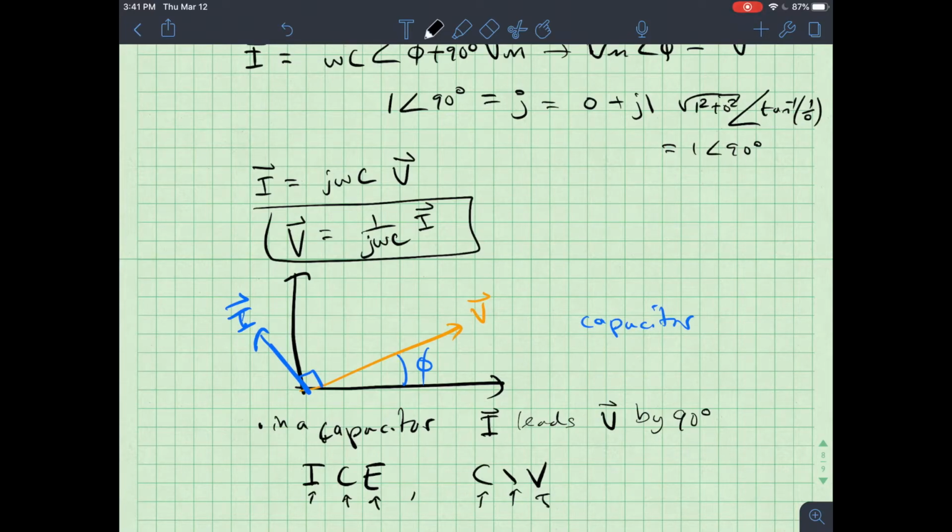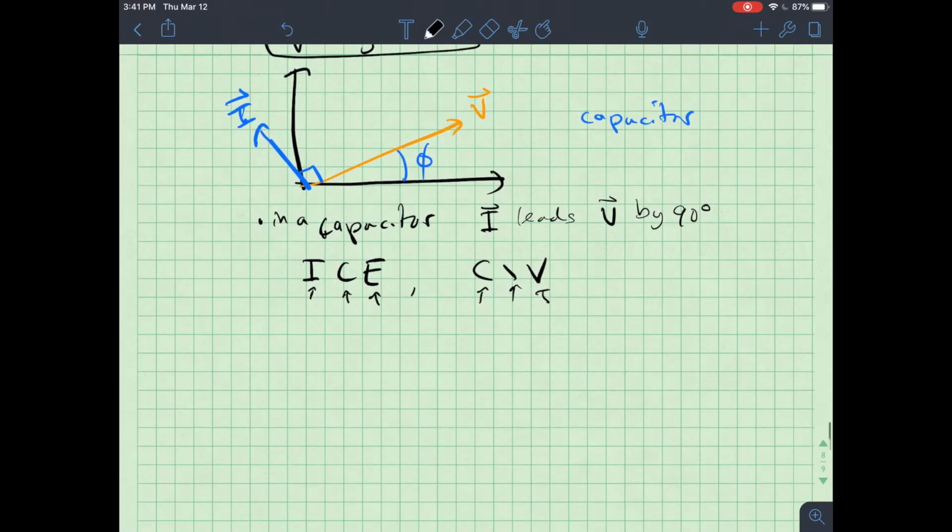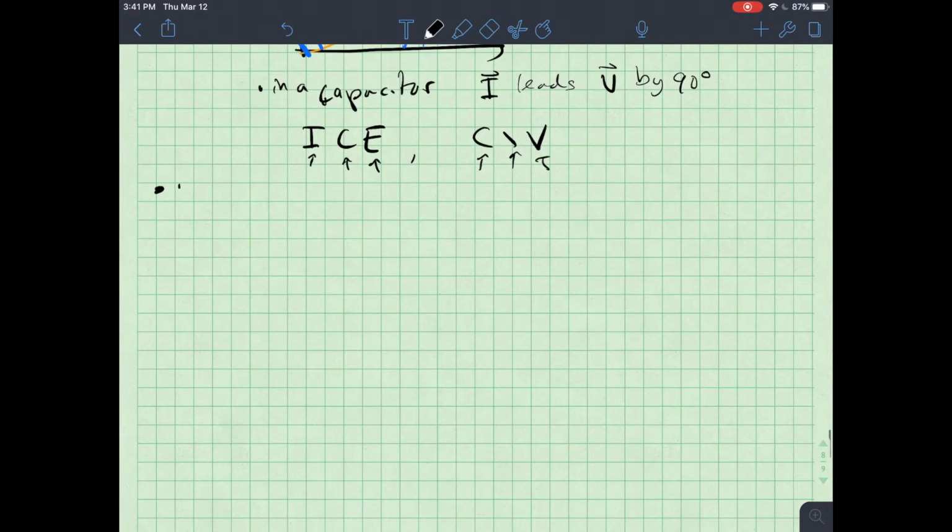So the final one of these elements that I need to talk about is the inductor. This would be a time for another joke, but I'm not going to make that because this is going out to everyone.